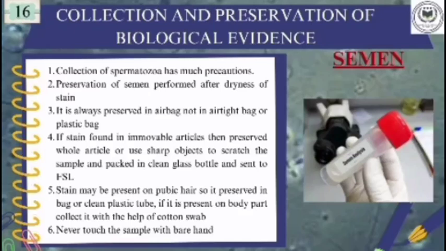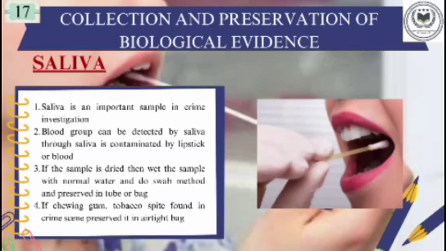In a fresh seminal stain, there is a presence of live spermatozoa. So keep that sample safe and report it to the forensic science laboratory. Next biological sample, saliva. Saliva is an important sample in crime investigation because it is helpful for DNA profiling or grouping tests, which can be performed on saliva due to the presence of its antigen. Blood group can be detected from saliva because saliva may be contaminated by lipstick or blood.